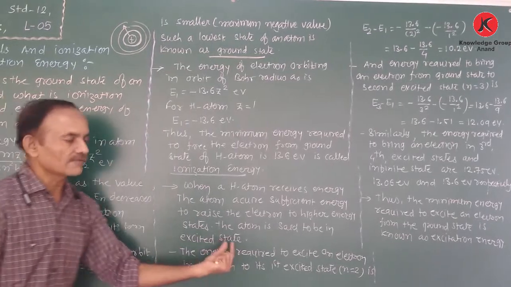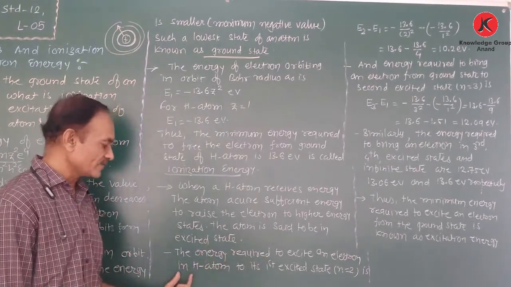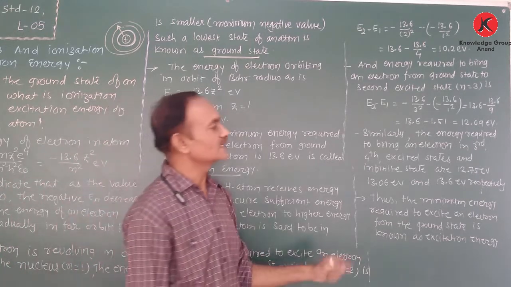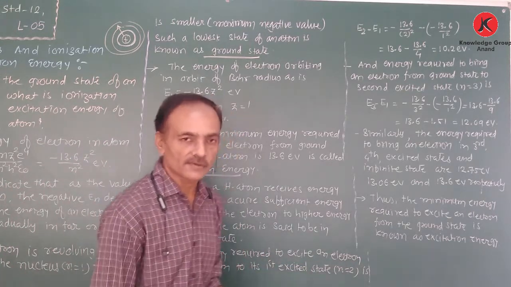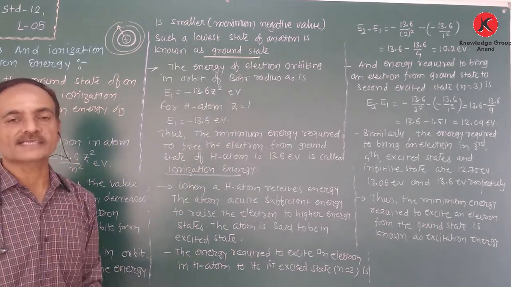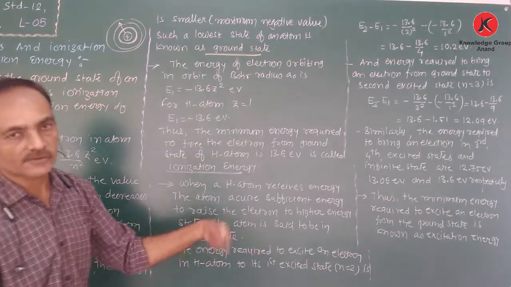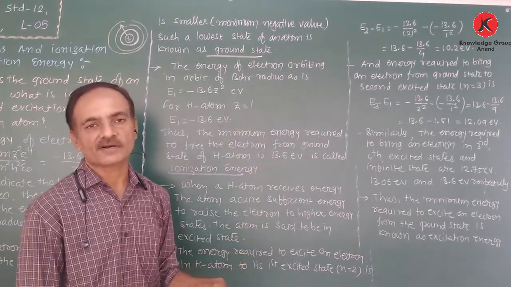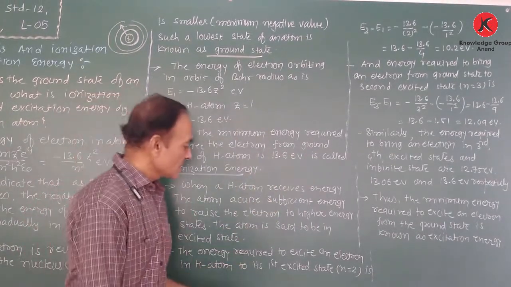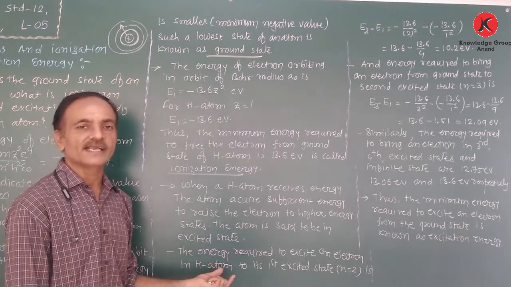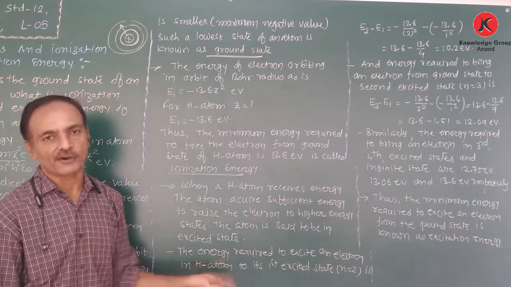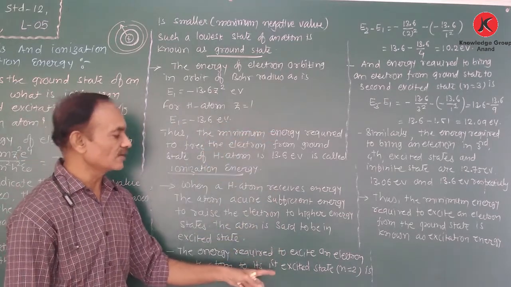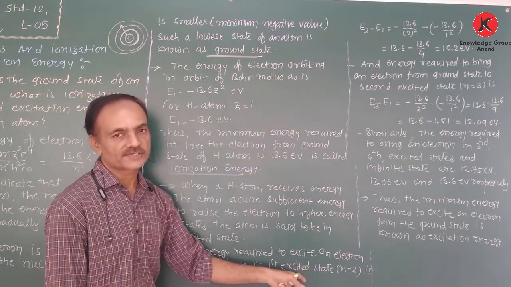The energy required to excite an electron in a hydrogen atom to its first excited state, n equal to 2. n equal to 1 is the ground state. n equal to 2 is the next higher energy level, known as the first excited state. So how much energy is required by the electron to make the transition from the ground state to the first excited state? That means from n equal to 1 to n equal to 2.